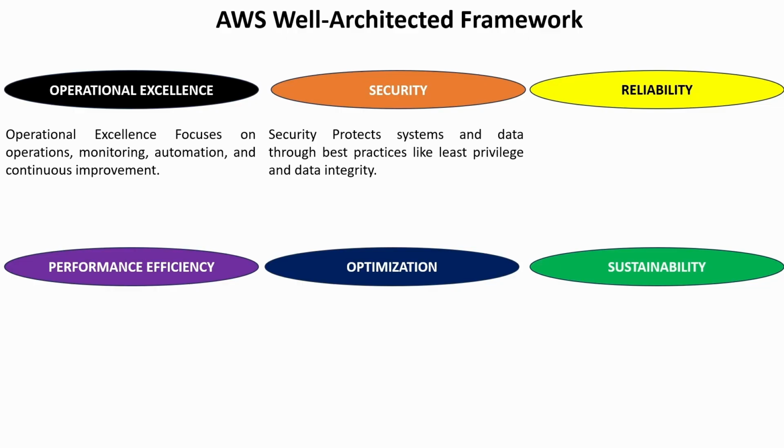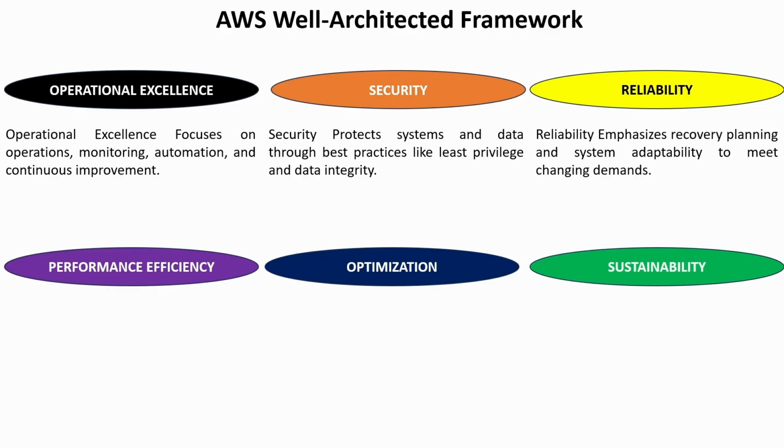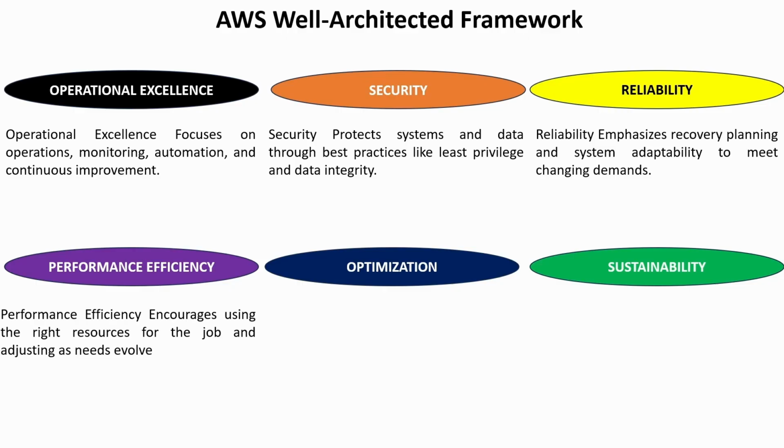Next up is reliability. This is your safety net. Can your system survive a crash? We design for failure so your users never feel it. Reliability emphasizes recovery planning and system adaptability to meet changing demands. Next up is performance efficiency. Don't use a sledgehammer to crack a nut. Right size your resources so they are efficient. Performance efficiency encourages using the right resources for the job and adjusting as needs evolve.